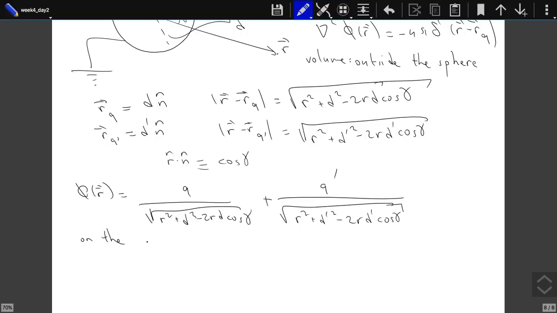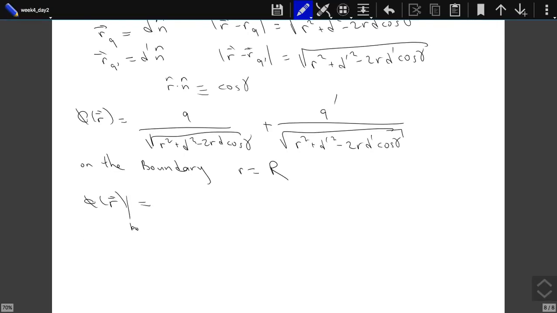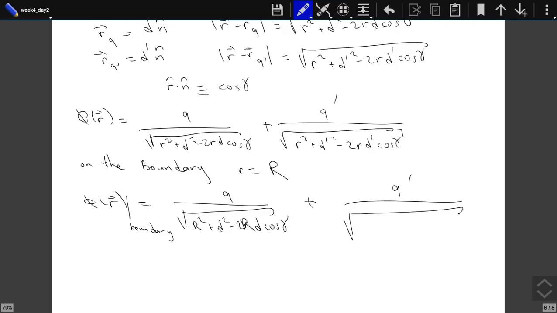And on the boundary, small r is equal to capital R on the surface of the sphere. So phi of R on the boundary is equal to Q over the square root of R squared plus d squared minus 2Rd cosine gamma, plus Q prime over the square root of R squared plus d prime squared minus 2Rd prime cosine gamma. And this should be equal to 0 for all values of gamma.